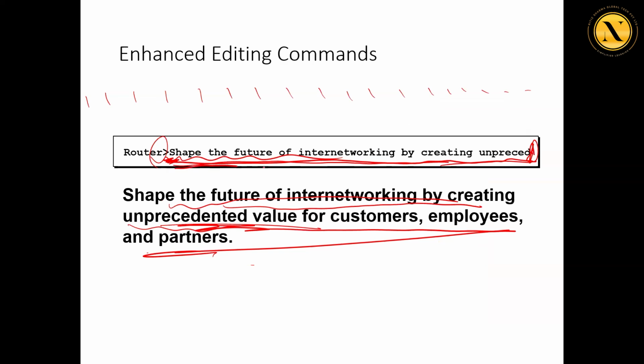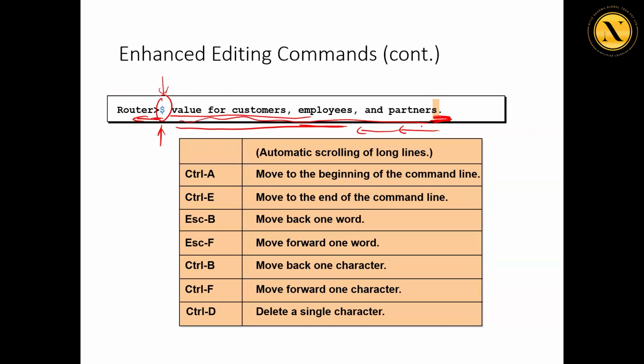My cursor will keep going like this, right? And like this, and it will stop here, right? Instead of that, if I press keyboard shortcuts, right? Control A, move to the beginning of the line.